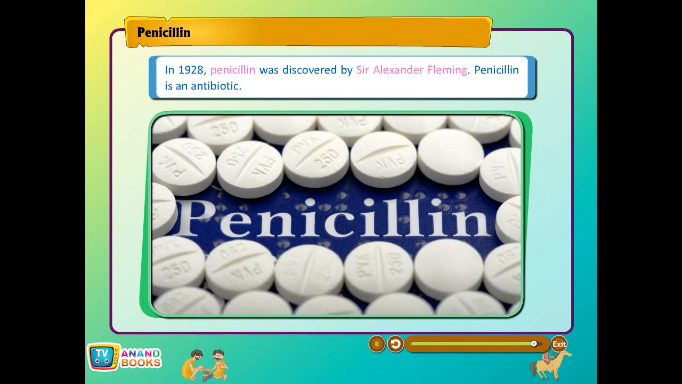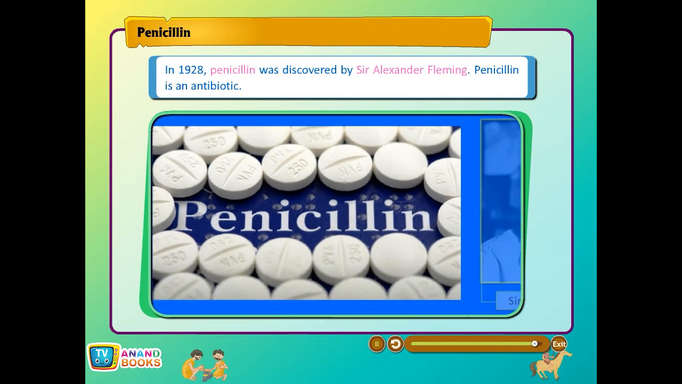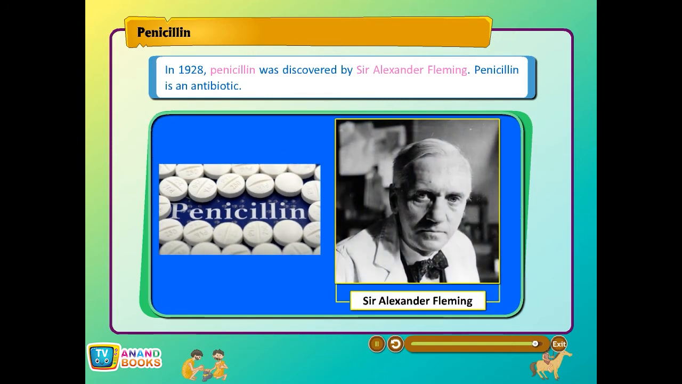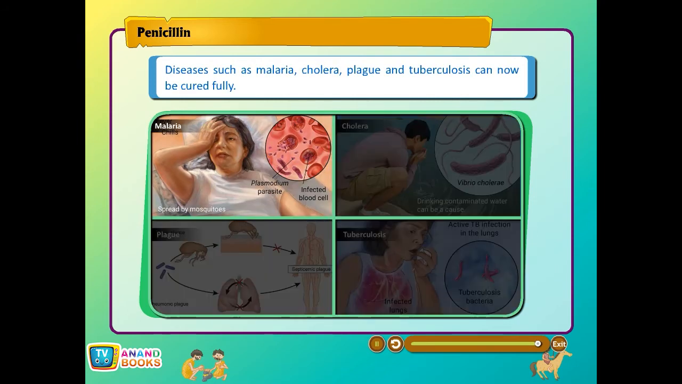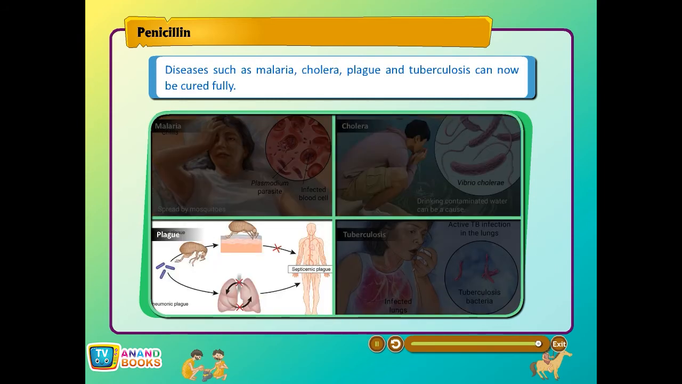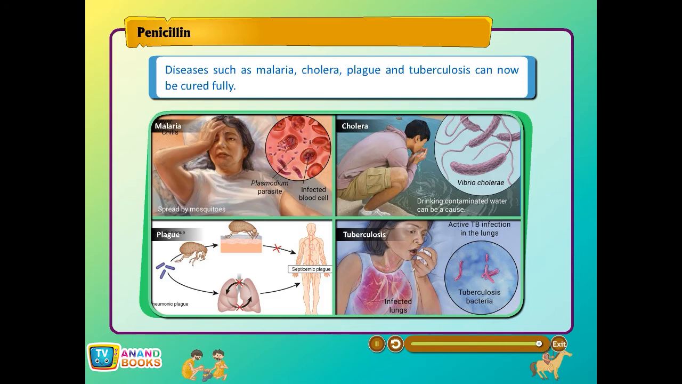Penicillin. In 1928, penicillin was discovered by Sir Alexander Fleming. Penicillin is an antibiotic. It prevents infections in the body by preventing the growth of bacteria. Diseases such as malaria, cholera, plague, and tuberculosis can now be cured fully.